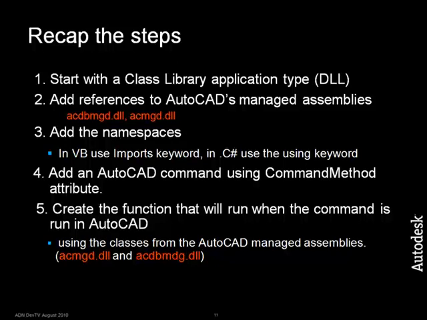Now let's review the steps to create an AutoCAD.NET DLL. First, we need to have the project create a class library application. Then we need the references to the AutoCAD managed assemblies, and then we add the namespaces to the code window. We use the CommandMethod attribute and add a procedure that will be run when the command is run. The rest of these sessions on the .NET API will be on how to use the functionality provided by the classes in acdbmgd.dll and acmgd.dll.